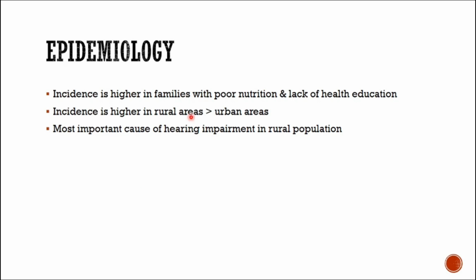Because of the above conditions, the condition is more common in rural areas compared to urban areas. And in the rural population, CSOM is considered one of the important causes of hearing impairment. That is why early identification and early treatment is necessary in cases of CSOM.